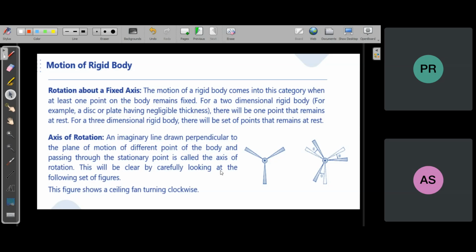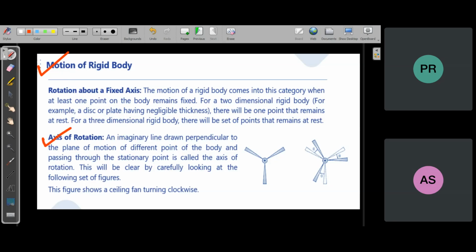So if the plane of rotation is xy, plane of rotation meaning all the particles move in a circle, so if all the particles are moving in the xy plane, we will say that the plane of rotation is the xy plane, and then the axis will be perpendicular to the plane of rotation, meaning the axis will be along the z axis in that case.